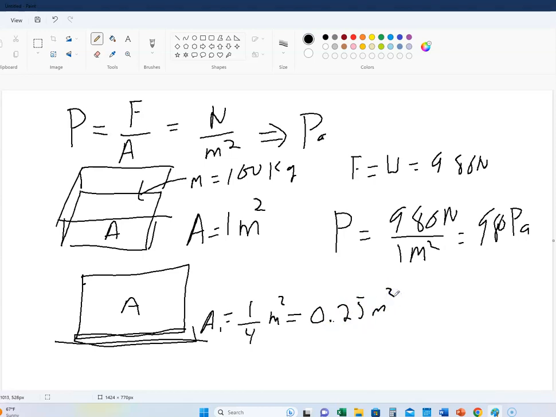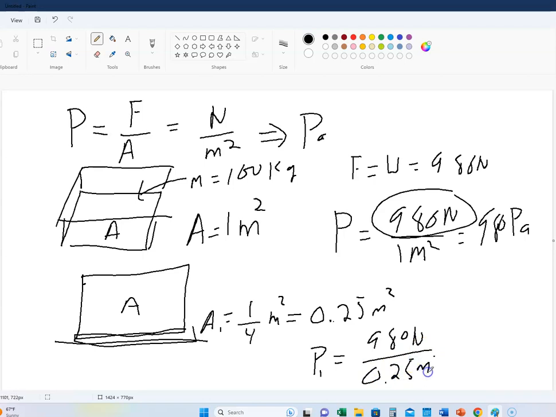All right, so now what happens is, we call this one A2, or I call this A1. So pressure 1 is going to be, again, the same weight, so it's 980 newtons divided by 0.25 meters squared. All right.